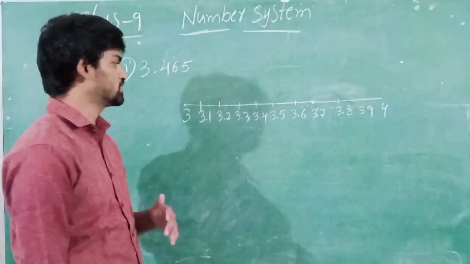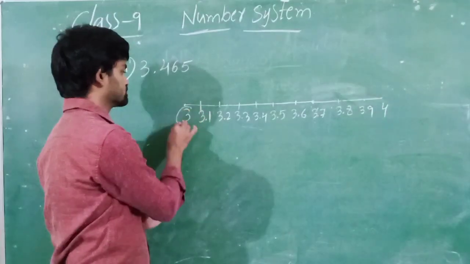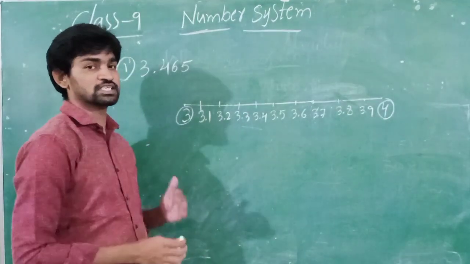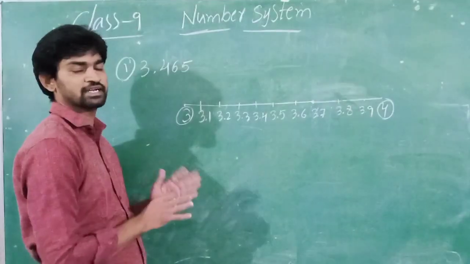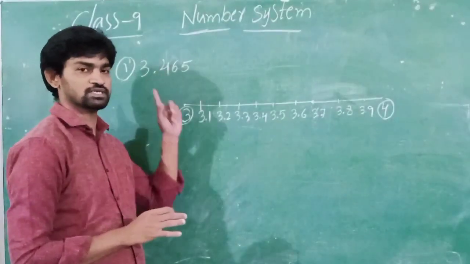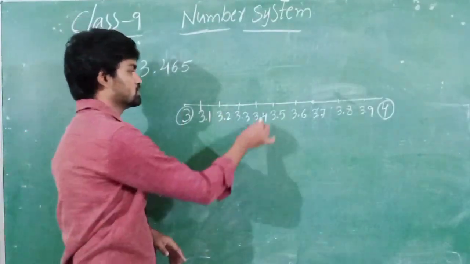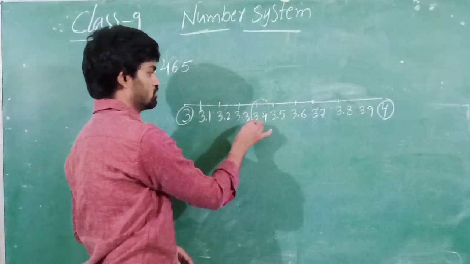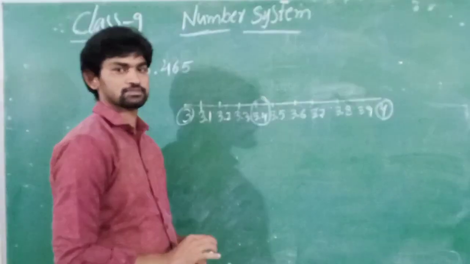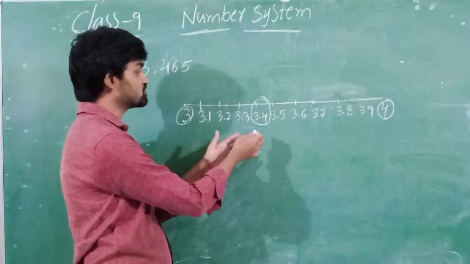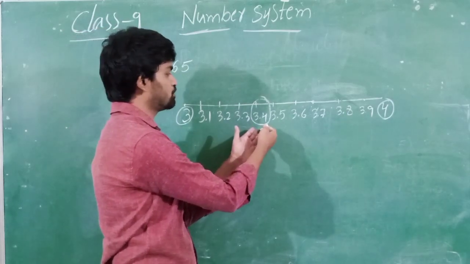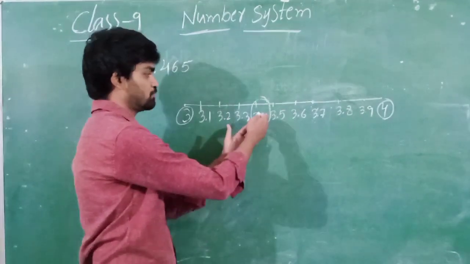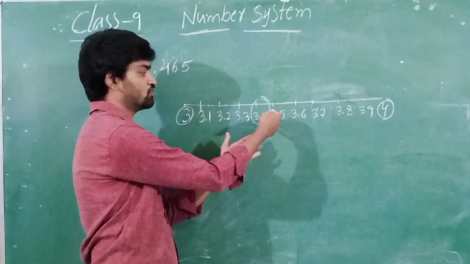Now, where is our number? We have to locate now. This is 3, here 4. Now, what is the first decimal we got here after 3? Immediate decimal is 4. The first decimal is 4. Now, where is 4? Here 3.1, 3.2, 3.3, 3.4. Here it is. So mark like this. So it means our number lies in between 3.4 and 3.5. Is that correct? Yes. It comes after 3.4 and before 3.5.